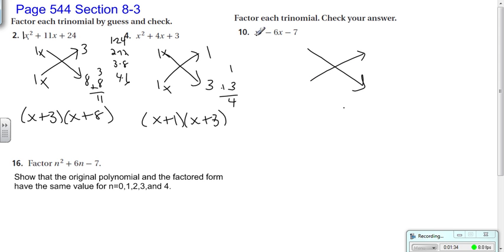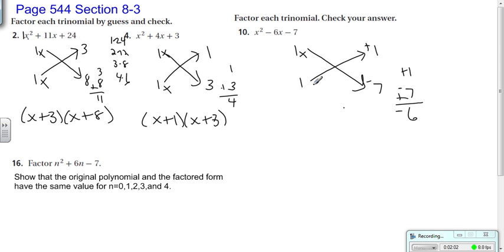So it's what can I multiply to get 1x squared, which would be 1 and 1. What can I multiply to get negative 7? Well, it's either a positive 1 and a negative 7, or vice versa. So if I try this, 1 times 7 is 7, 1 times negative 1 is negative 1. I add those up, I get a positive 6, but I needed a negative 6. So I must have had my signs backwards. So now positive 1 times 1 is a positive 1. 1 times negative 7 is a negative 7. If I add those up, I get negative 6.